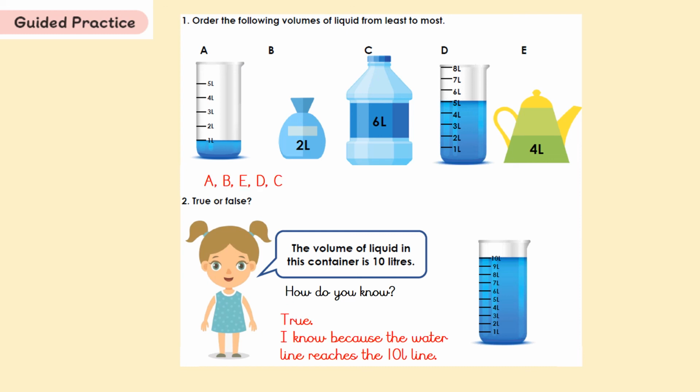Okay, some quick answers here for question 1, ordering the volumes of liquid from least to most. The answer was A, B, E, D, C. A is 1 litre, then 2 litres, then 4 litres, then 5 litres, then 6 litres. For true or false, the volume of liquid in this container is 10 litres. Well, I said that was true. I said I know because the water line reaches the 10 litre line. Quite a simple one.